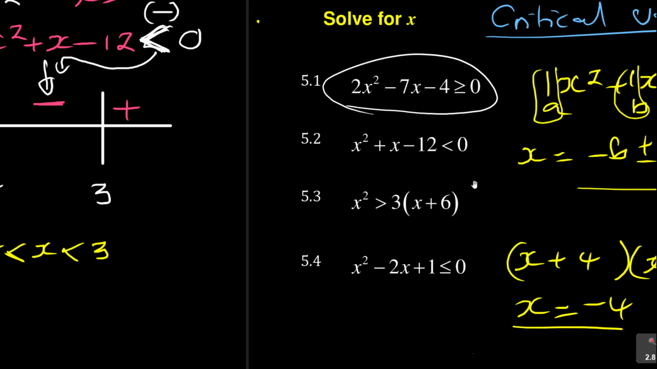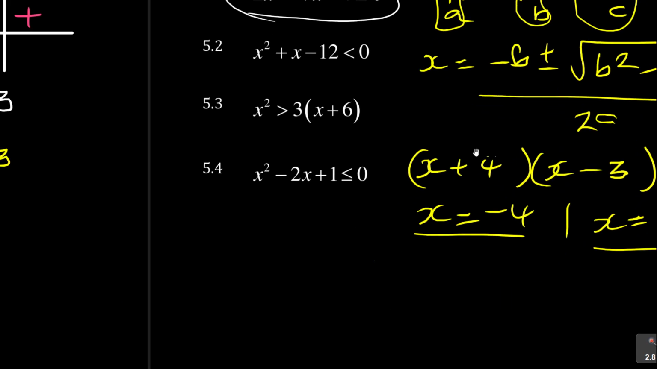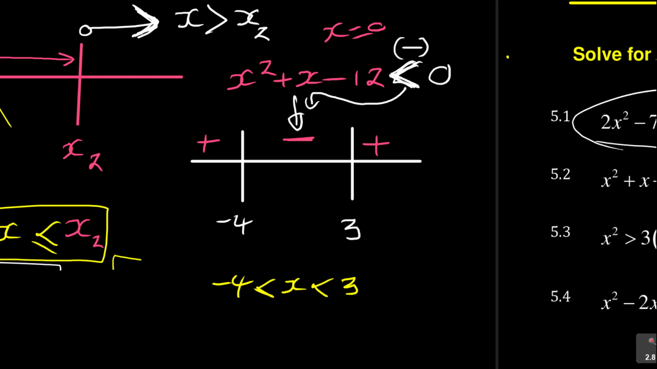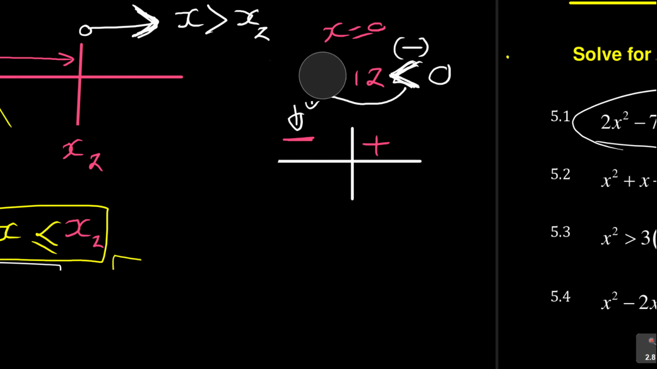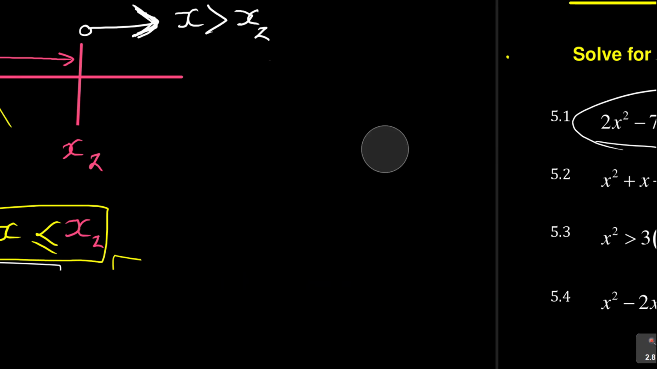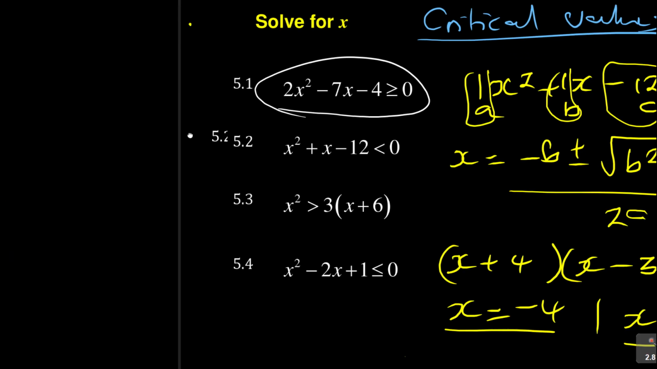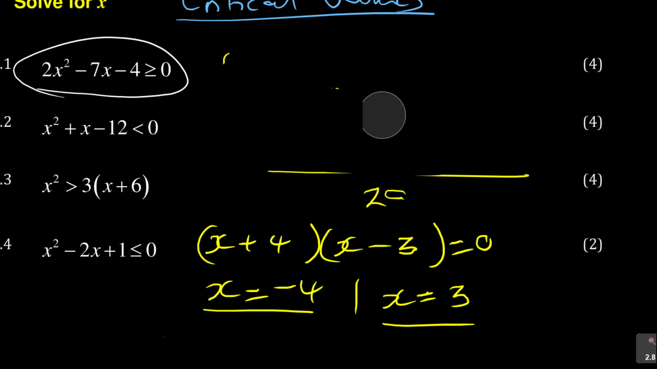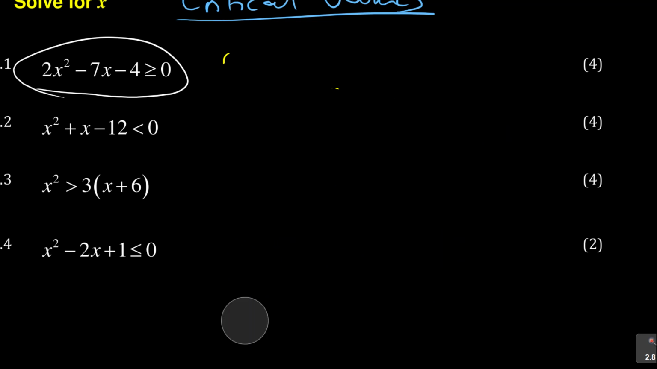Any questions? Okay, let's try this one. It's still the same. The aim is to get critical values. After getting your critical values, learn how to interpret critical values. Don't just think I can use the sign that is given to write my answers. No, learn to interpret the critical values.